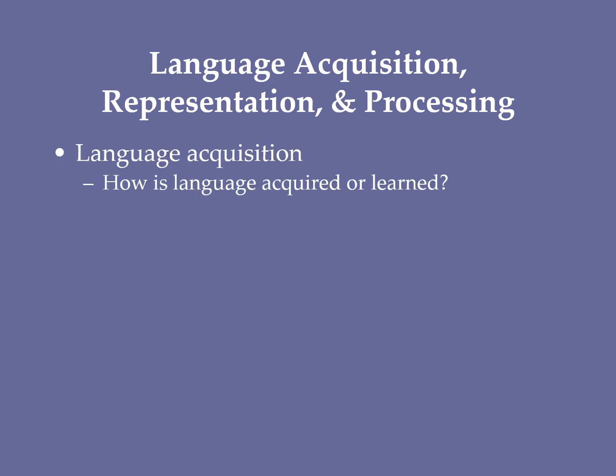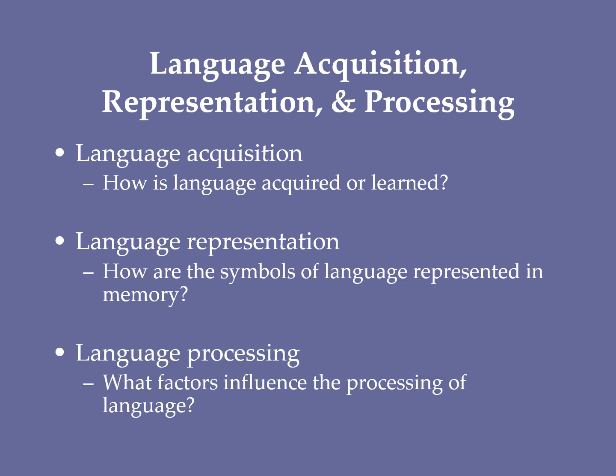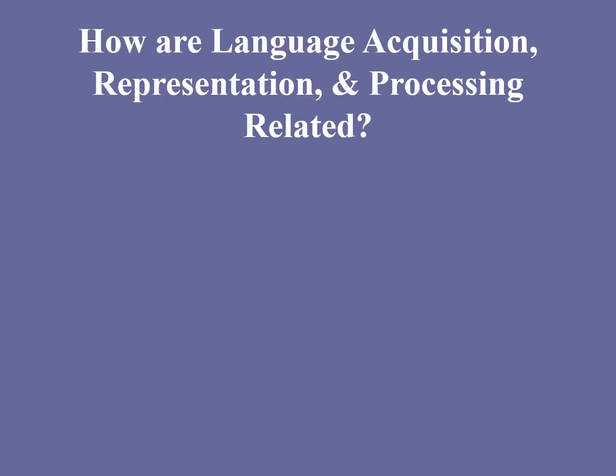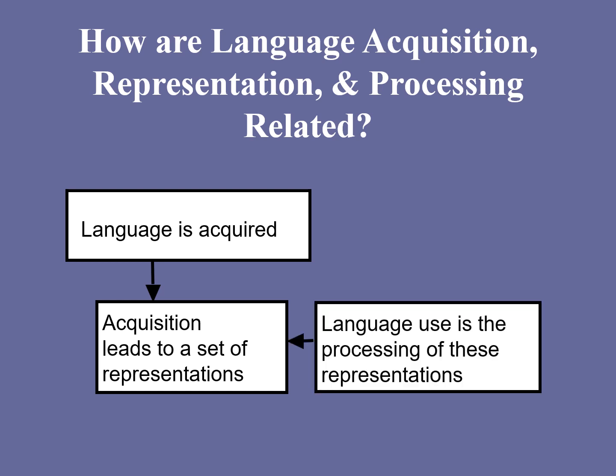So language acquisition: is language acquired, or how is it learned? How is language represented? How are the symbols of language represented in memory? And language processing: what factors influence the processing of language? So how are language acquisition, representation, and processing related? Acquisition leads to a set of representations, and language use is the processing of these representations.